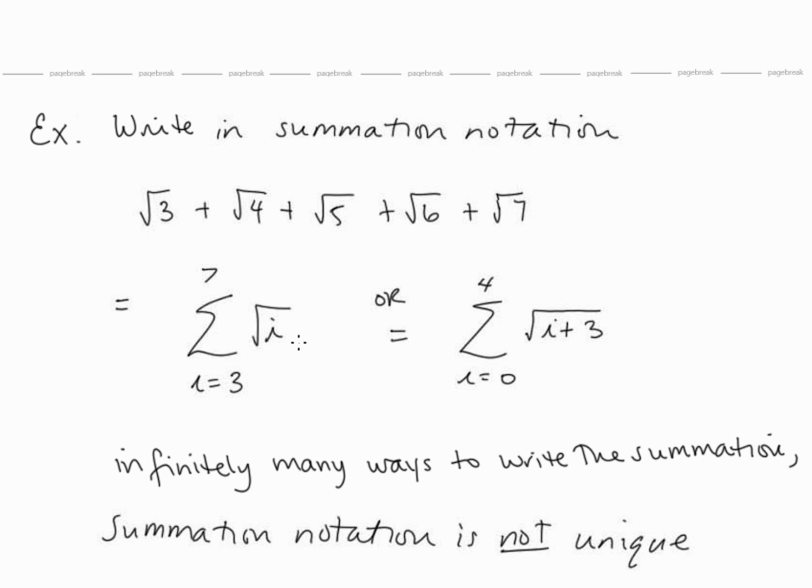If we wanted to start our indexing at 0 and have I equals 0, I equals 1, I equals 2, I equals 3, I equals 4, we could have I going from 0 to 4. And then if I is equal to 0 here, we need 0 plus 3 inside the radical. Here I is equal to 1, we need 1 plus 3. So in each case, we need radical I plus 3. And so that's another way to write this summation using sigma notation.